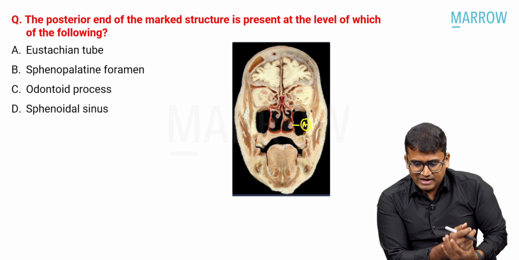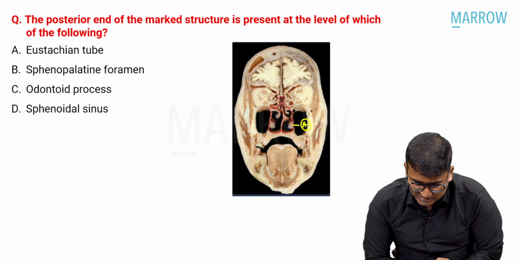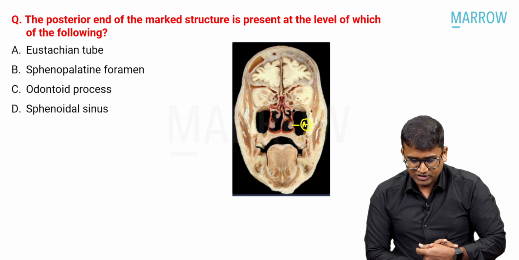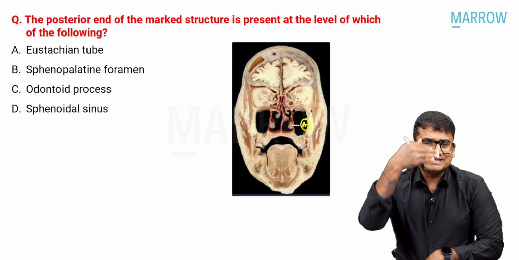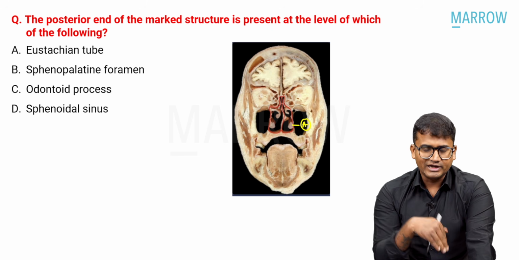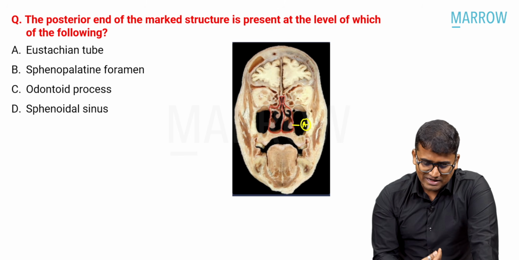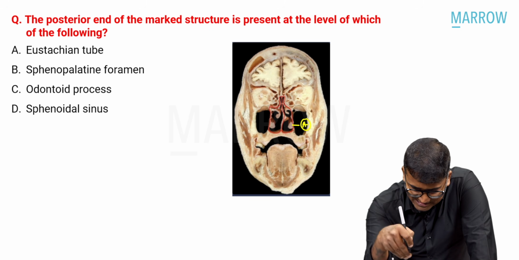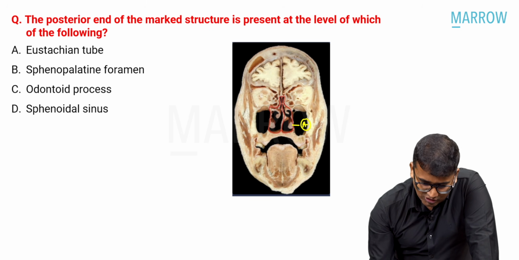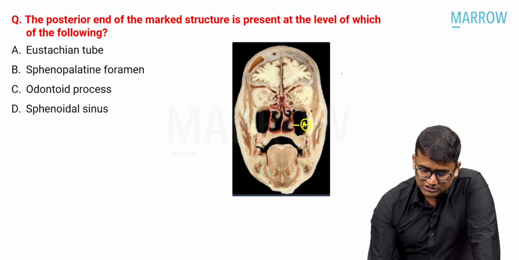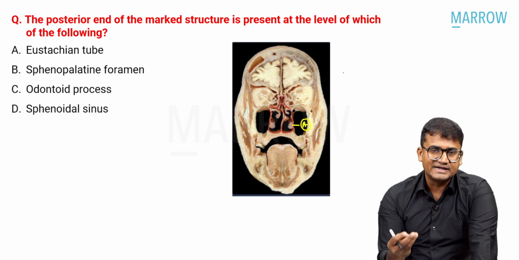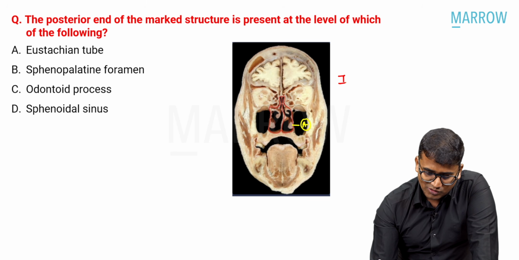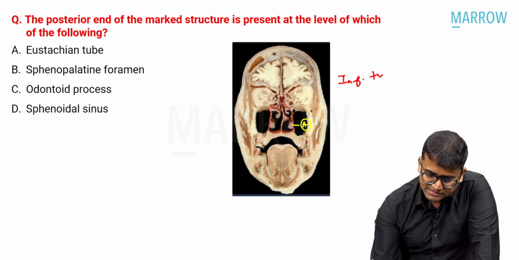Now, the posterior end of the marked structure is present at the level of which of the following? Now, see the diagram. This section is taken in the coronal plane, or frontal plane. Now, where is the marking? Marking was inside the nasal cavity. Now, the elevations are called turbinates. I hope you know that. So, the lateral wall of nose, we have turbinates. So, marking is on the inferior turbinate.